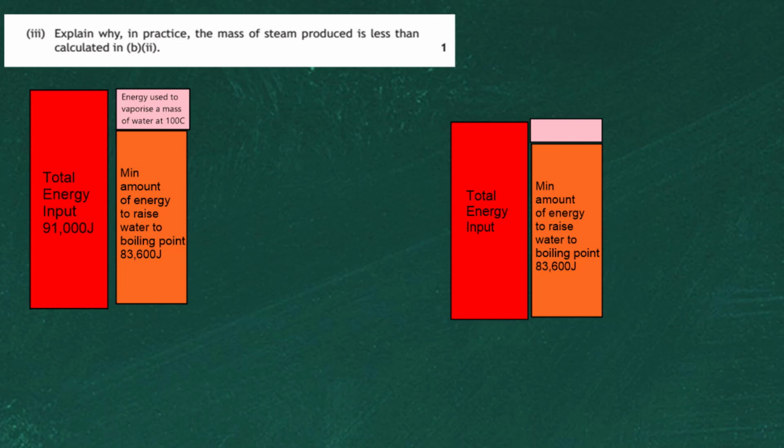And once that energy is lost to the surroundings, it gives us less energy to play with once we have spent energy getting the water up to boiling point. That's the amount of energy we've got left, which is not as big as the original amount of energy, because we've lost energy from the total energy input, the result of which is that we're going to have less mass of steam produced.